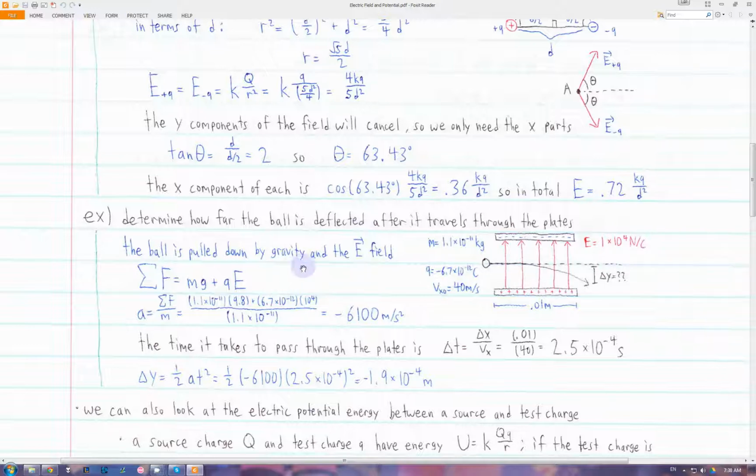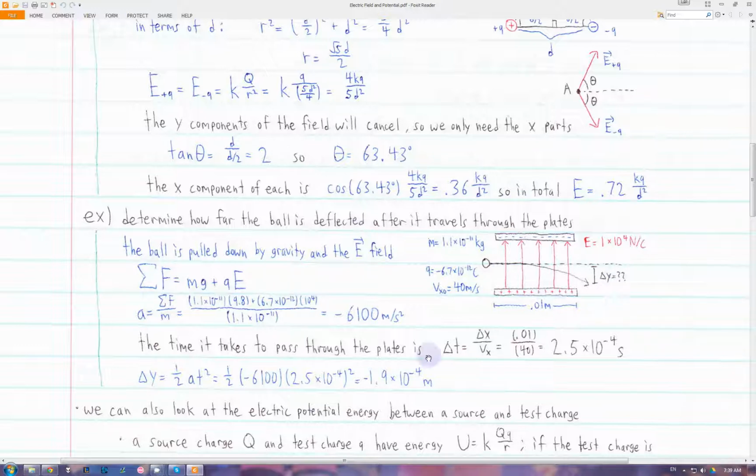So the ball is acted on by both gravity and the force from the E field. So the net force will be mg plus qE, because to find the force that a charged object feels in an electric field, we multiply the magnitude of the E field times the charge of the object. So then we can solve for the acceleration that the ball will experience by just plugging in all these numbers. And so we get the acceleration is 6,100 meters per second squared down.